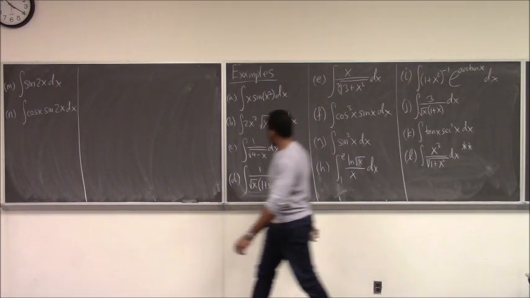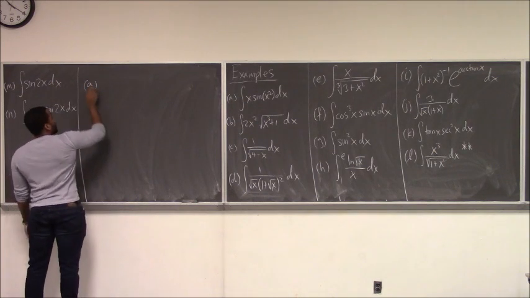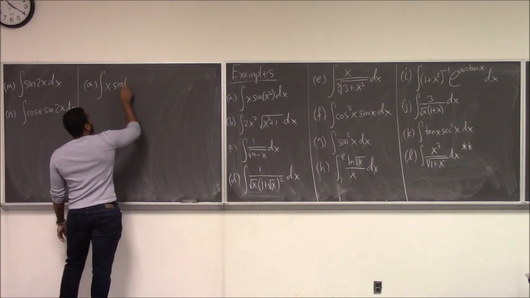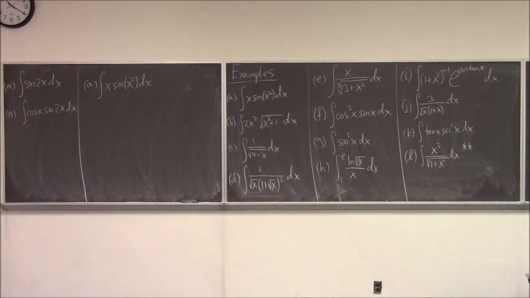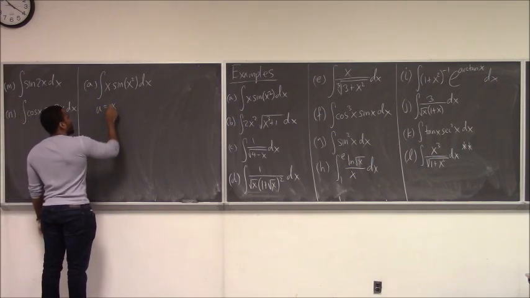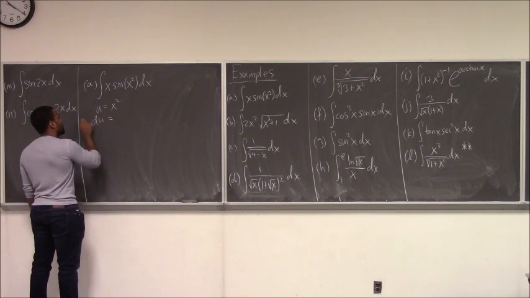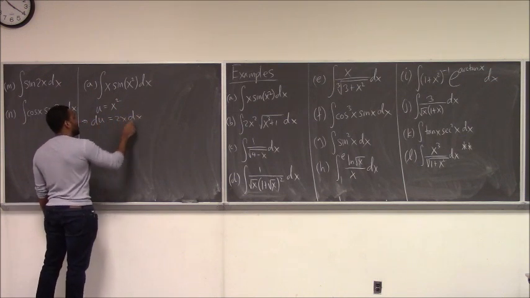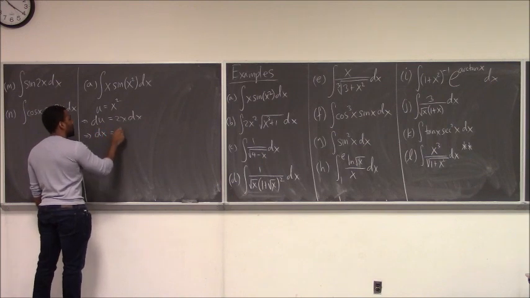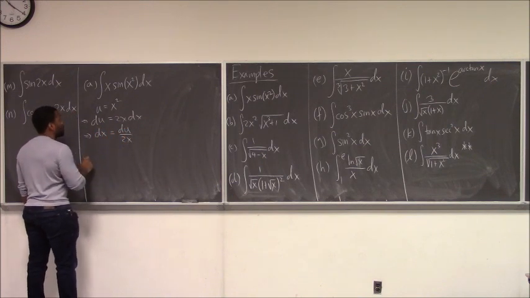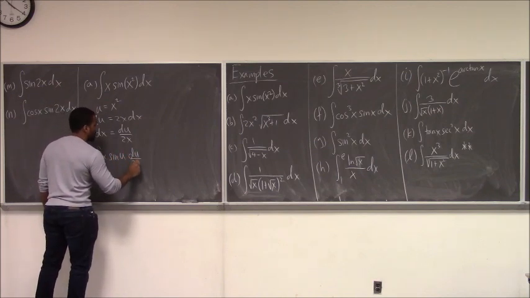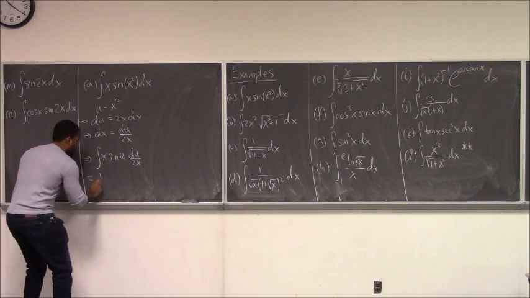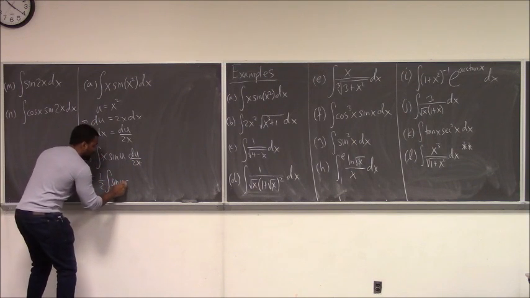We can get through a couple of these. Okay, what are you thinking here? u should equal x squared. That means we're going to find the derivative. du equals 2x dx. Solve for the dx: du over 2x. Plug in. The x's cancel. We get 1/2 sine u du.